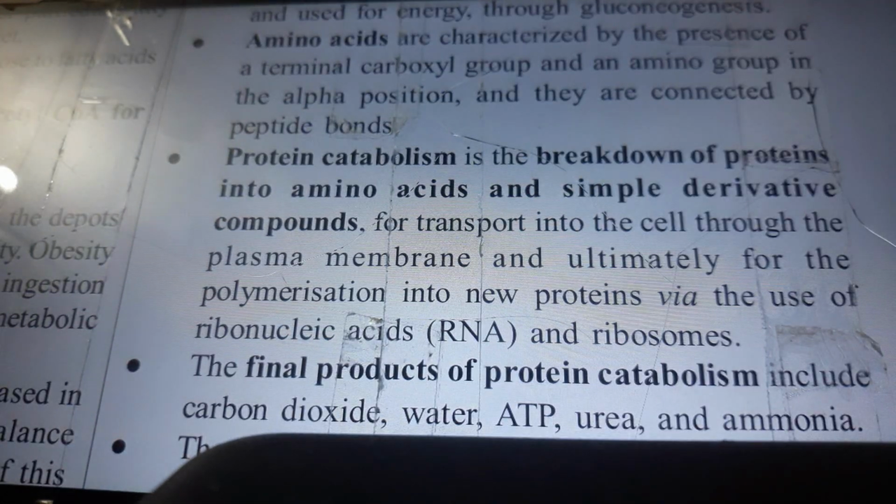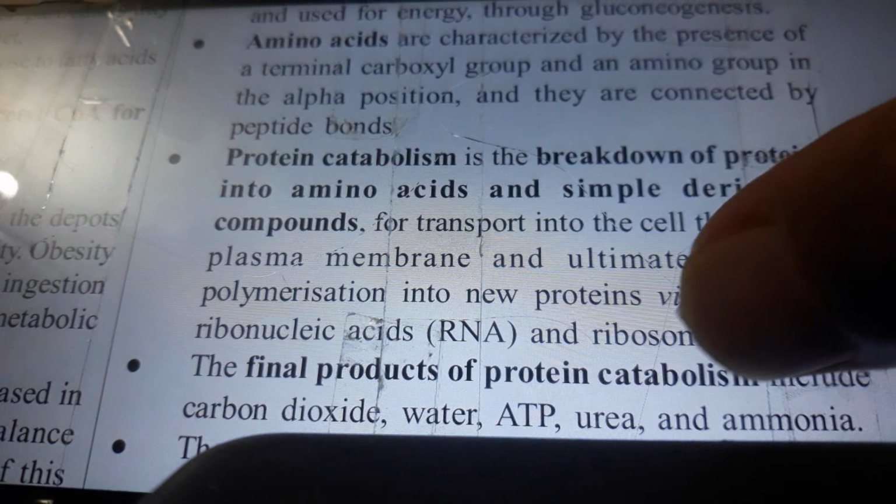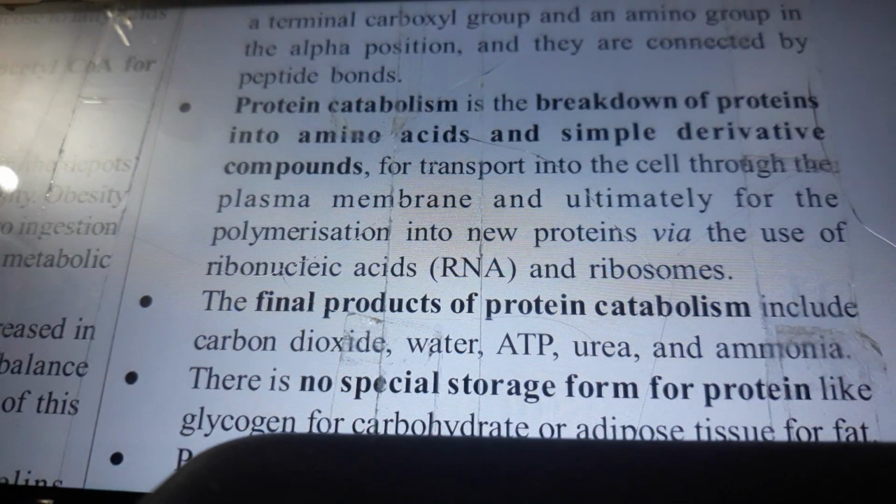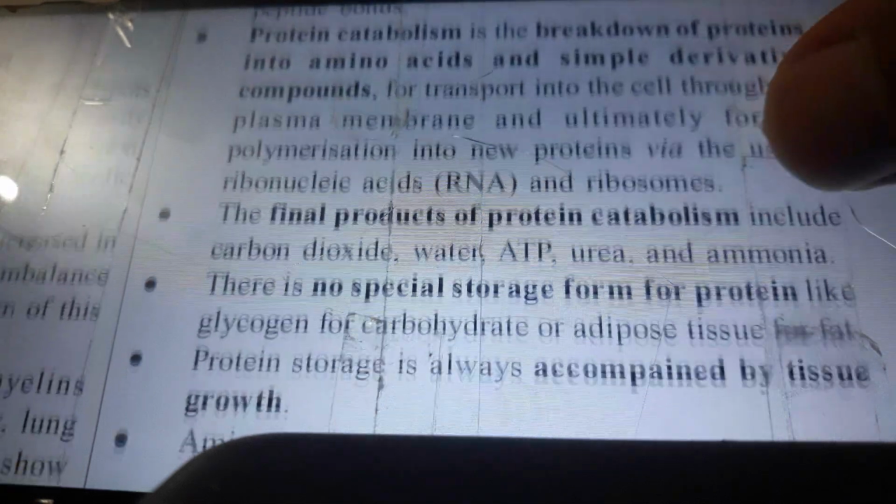Amino acids are characterized by the presence of a terminal carboxyl group and an amino group in the alpha position, and they are connected by peptide bonds. Protein catabolism is the breakdown of proteins into amino acids and simple derivative compounds for transport into cells through the plasma membrane, ultimately for the polymerization into new proteins via the use of ribonucleic acids, RNA, and ribosomes.